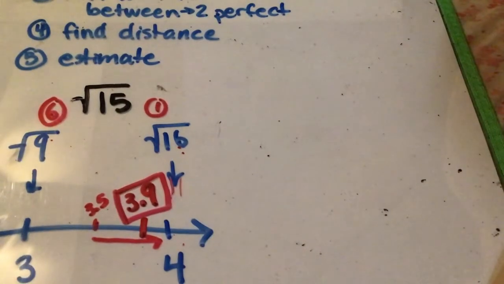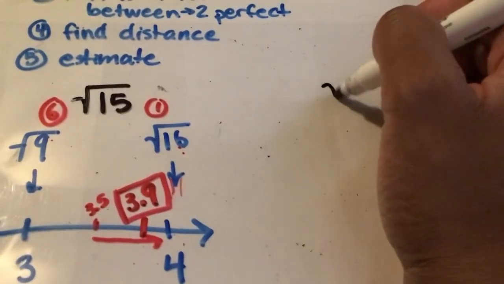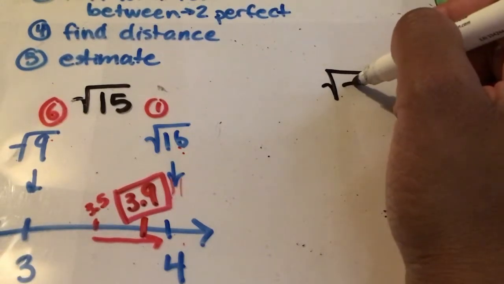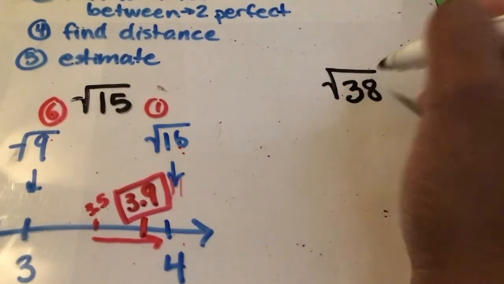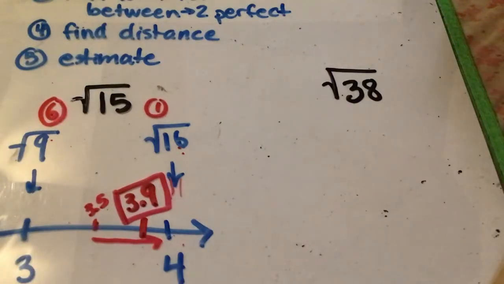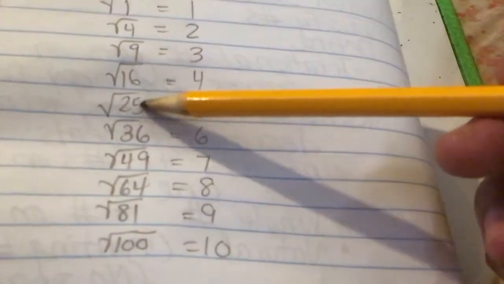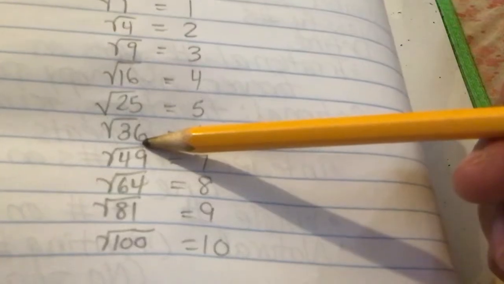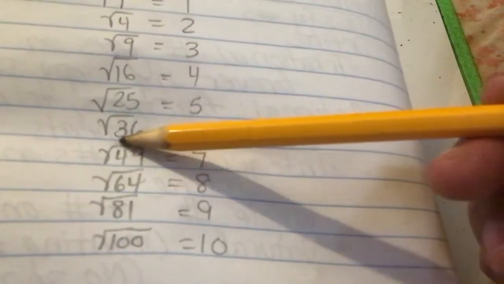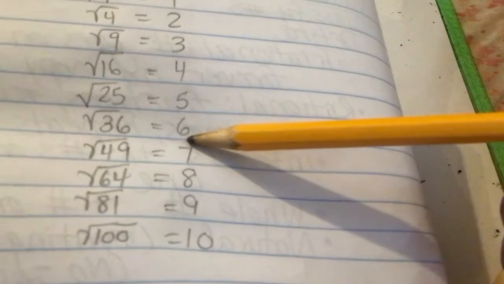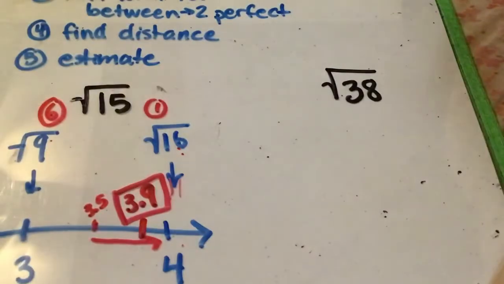I'm going to say the square root of 38. Now 38 I know is not going to be a perfect square because that's the whole point of today's lesson. So I'm going to use my list and find out the square root of 38 is in between 36 and 49. So I know my number should be in between 6 and 7. So let's go ahead and check that out. In between 36 and 49.